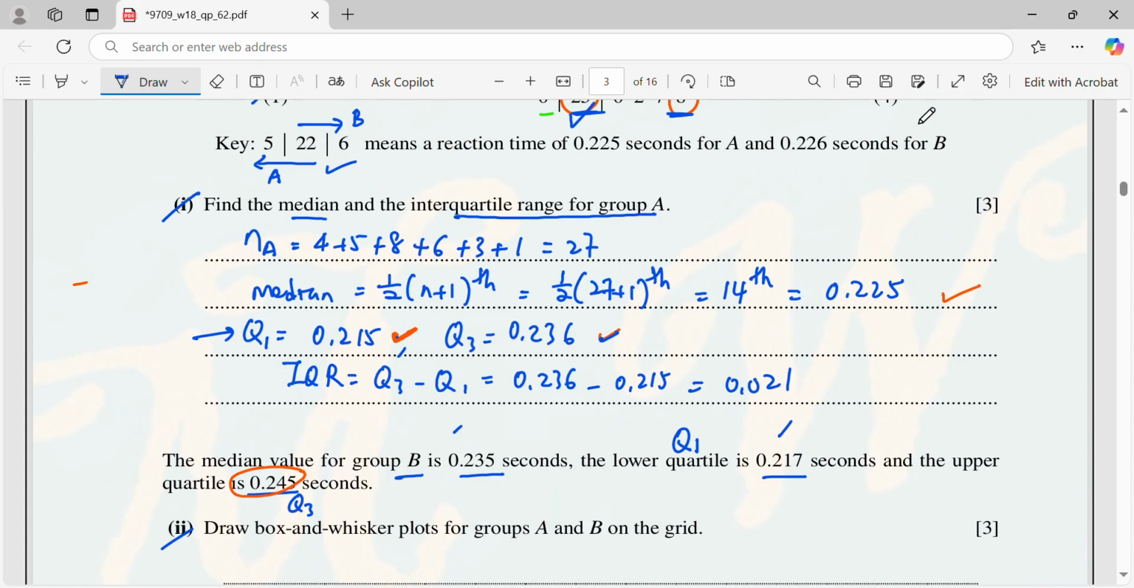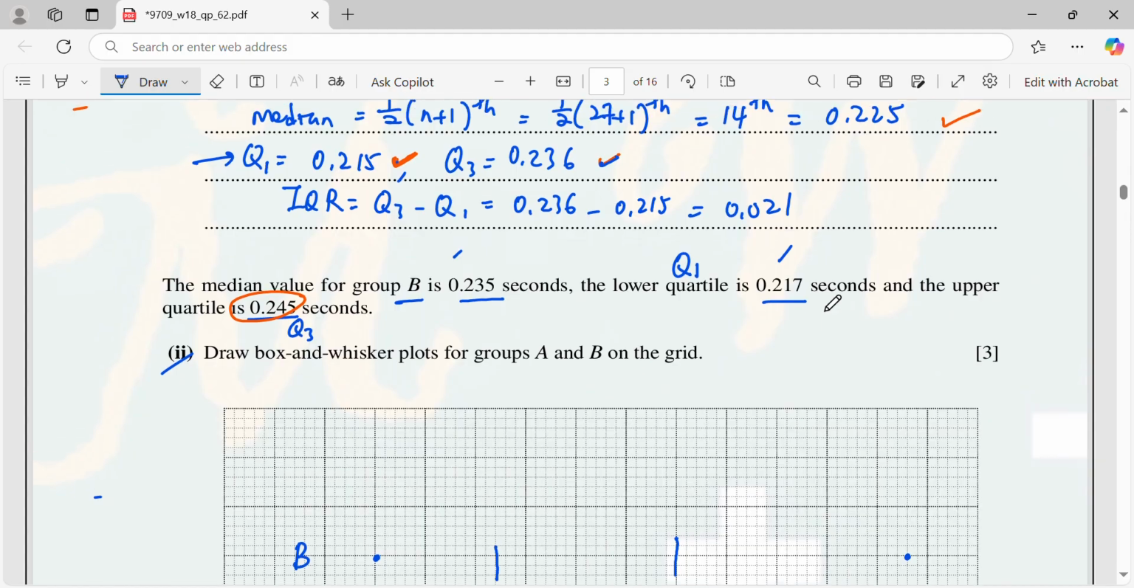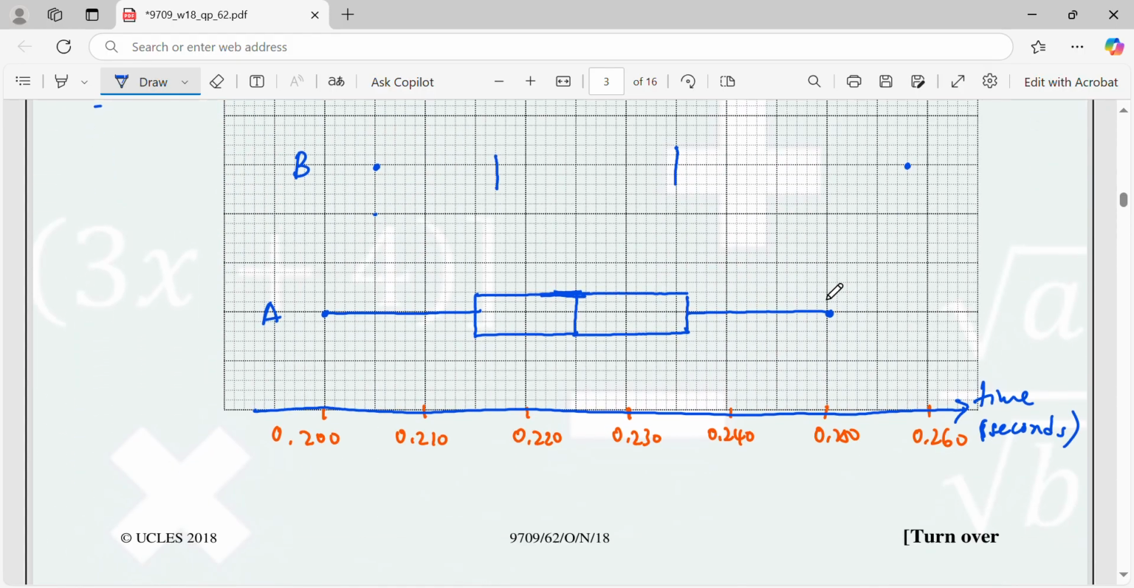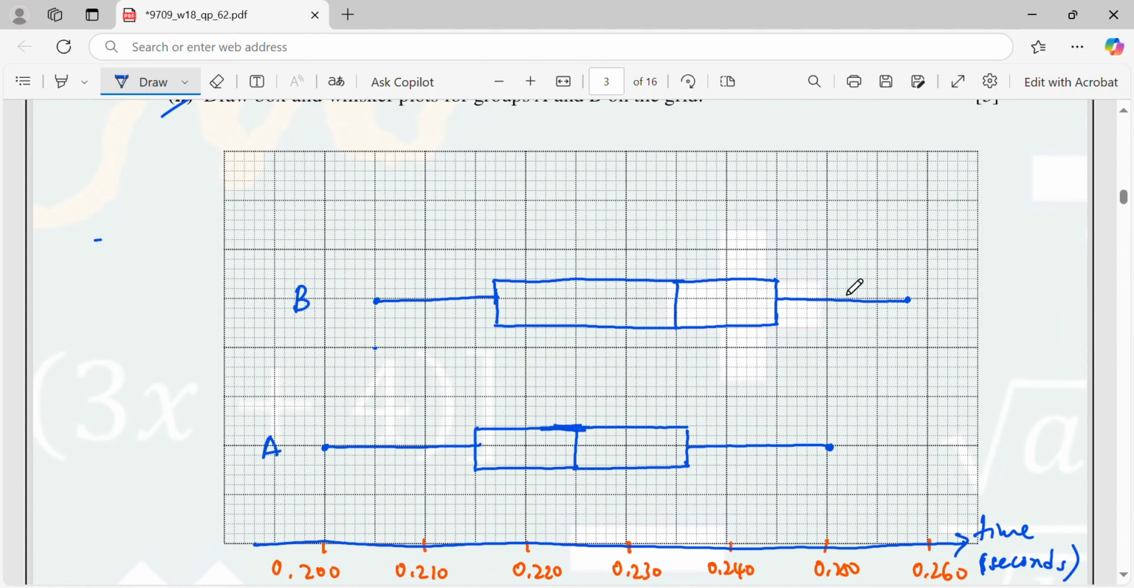Lower quarter, 217. 217, it will be here. Okay, after that, the upper quarter, Q3, 245. So 245. Okay, so that's all for the box plot or box and whisker plots for A and B.